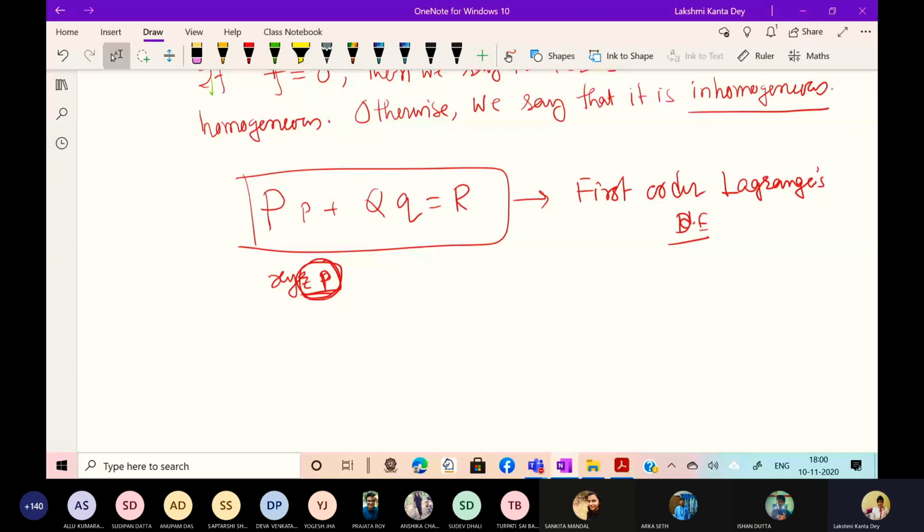Similarly, there is another definition. It is semi-linear. Okay, I think this much for today because time is already up.